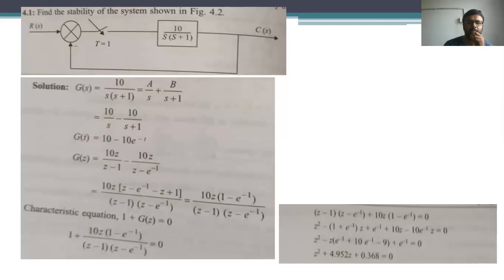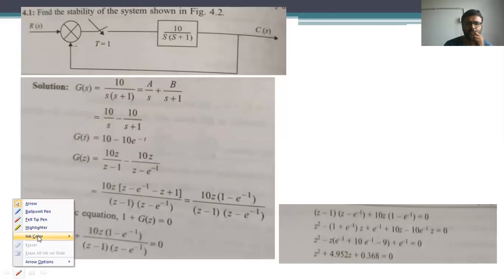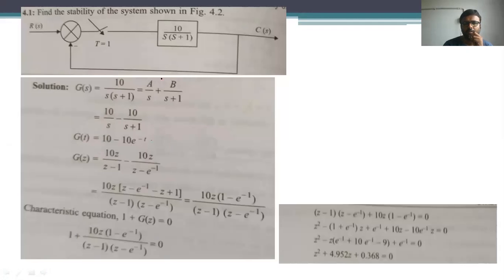Therefore, applying the Laplace transform for this equation, we are going to get 10 minus 10 into e power minus 10. So this is the converting process of g of t to g of z.